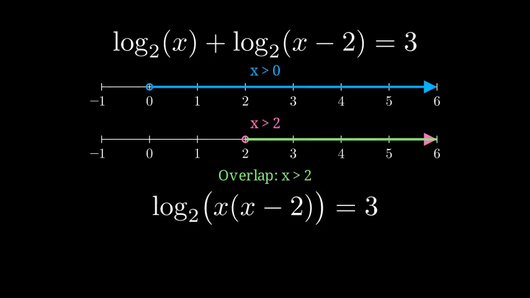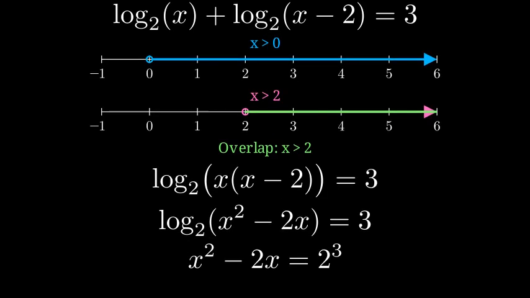Because there is a plus sign between the logs, we combine them into one log by multiplying the insides. Log base 2 of x times the quantity x minus 2 equals 3. Now distribute the x. X times x is x squared. X times negative 2 is negative 2x. So we get log base 2 of x squared minus 2x equals 3.